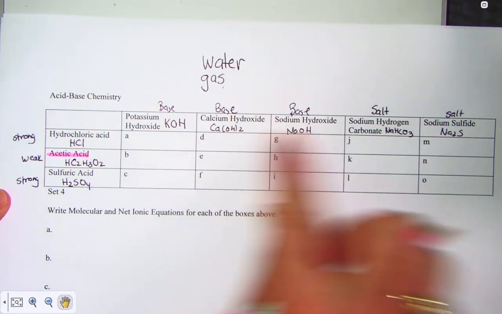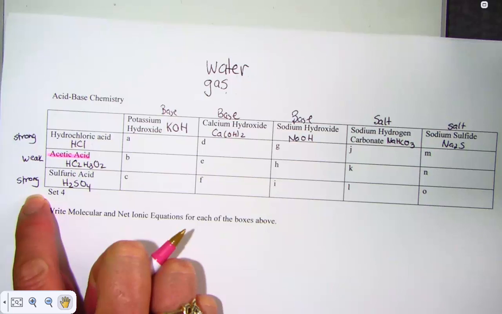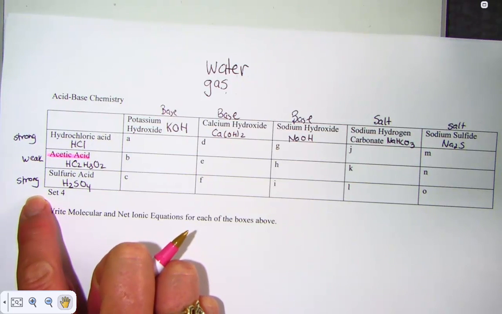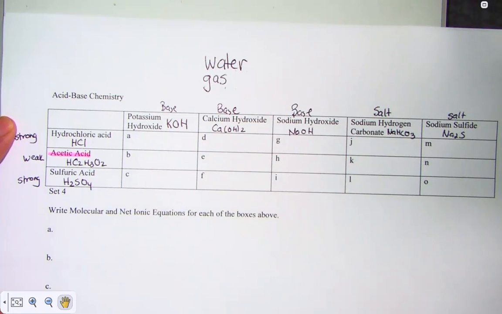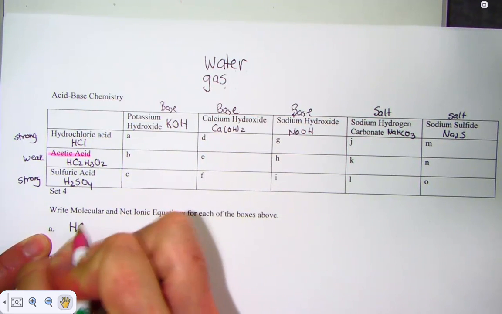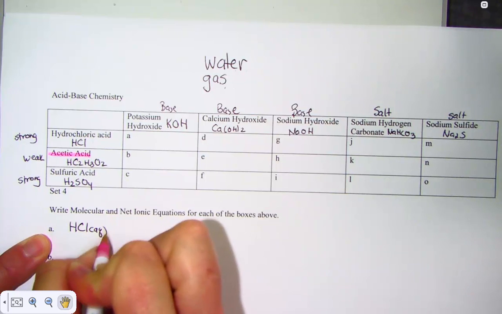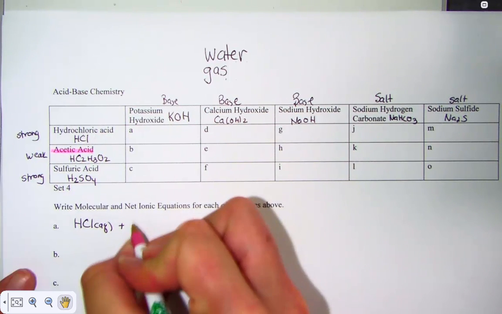The bases and the salts are all water soluble. The strong, weak, and strong over here, of course, are acidic, and so they are also aqueous. So our adjectives will always be AQ on the left side of our arrow. Let's begin modeling for letter A. I'll start by writing hydrochloric acid, AQ, so that's aqueous. It's going to react with potassium hydroxide.